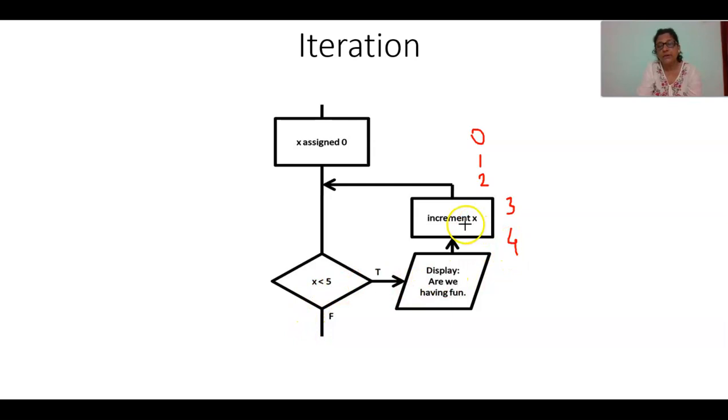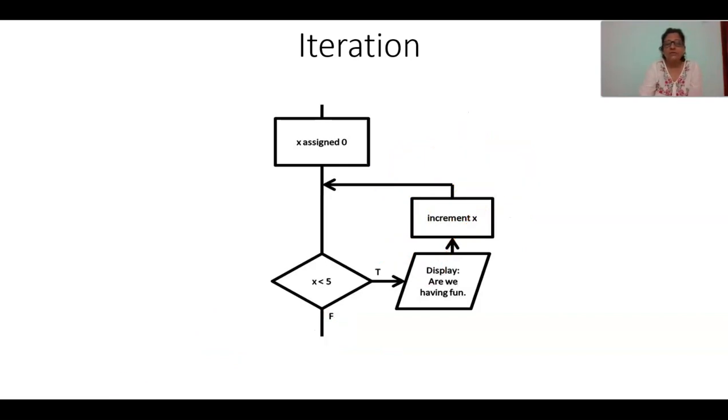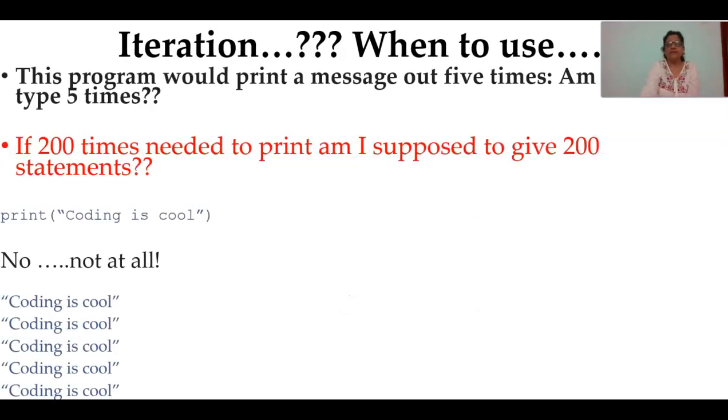Yes. 4, print, increment x by 1. 4 plus 1, 5. Is 5 less than 5? No. The condition is false. It will come out. In this manner it will come out. Otherwise, if suppose it is between 0, 1, 2, 3, it would continue over here. So in this manner we talk about the iteration. This was the dry run. The dry run is something like we take hypothetical values and then we try to execute.